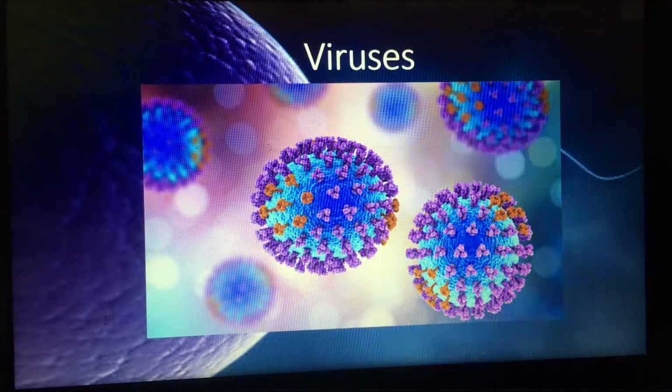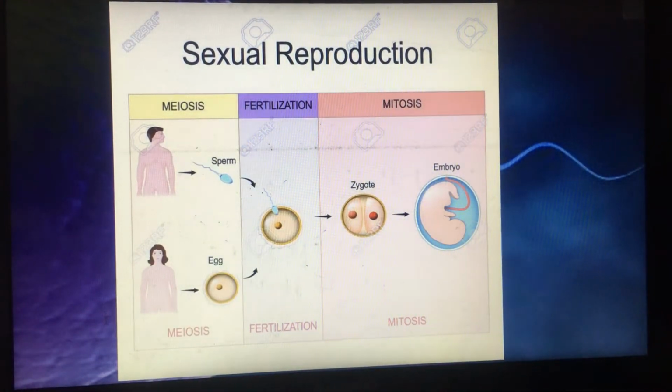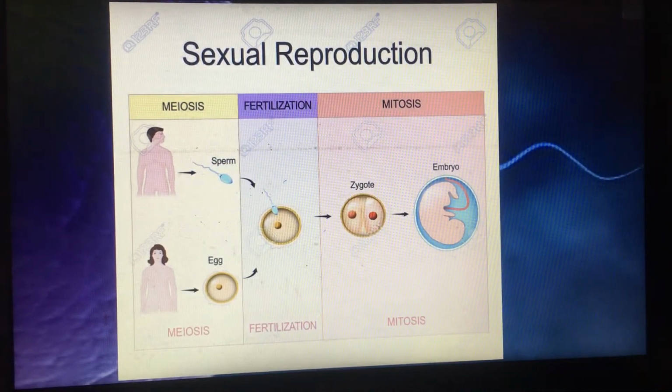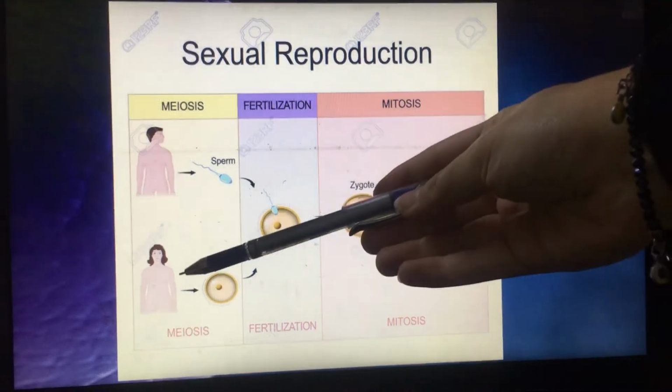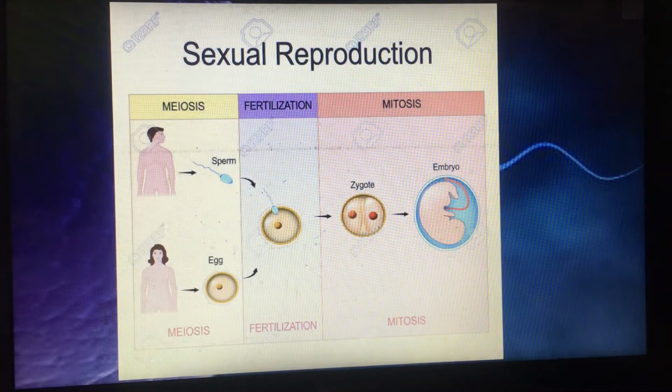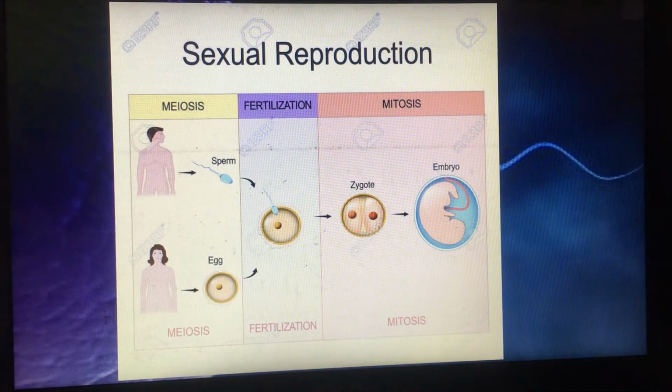Now, the second type of reproduction is sexual reproduction. In sexual reproduction, there are two parents, one female and one male. Inside their bodies, there are special cells or gametes from the female and male. When those gametes join together, they make a new cell or a new offspring.